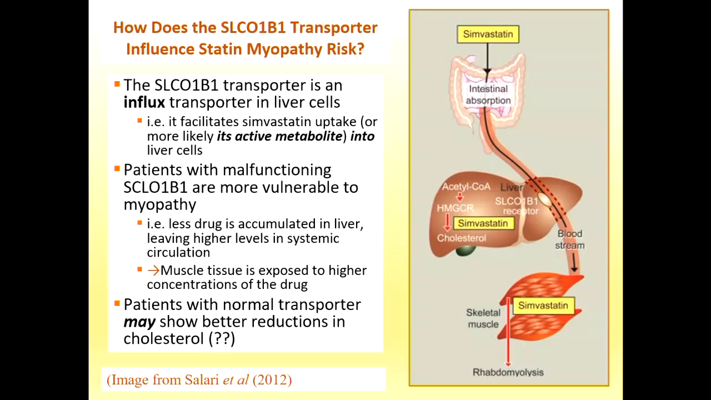Okay, so the esterase forms in the plasma. The drug doesn't need to get in, or the esterase is present in the plasma to form the hydroxy acid metabolite. It doesn't need to get into the liver to form that. But then the clearance of that metabolite depends on SLCO1B1.